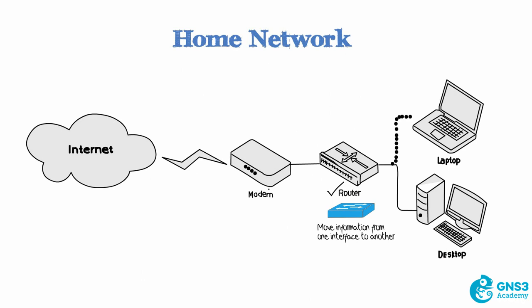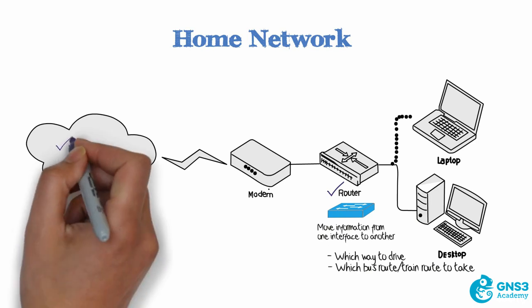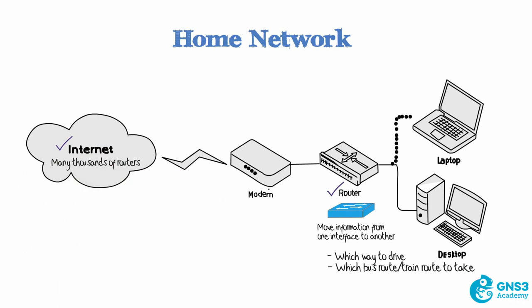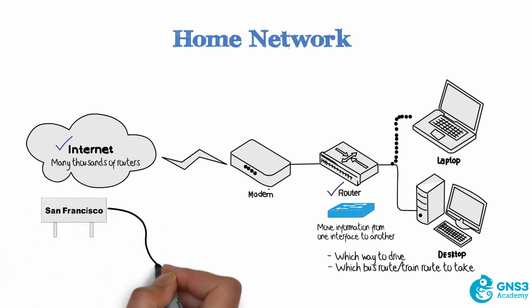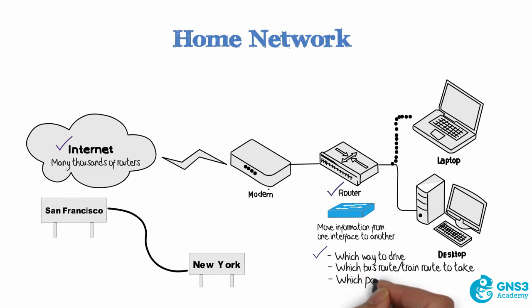In the same way as you may make decisions every day about which way to drive or which bus route or train route to take, routers make decisions based on some kind of criteria to determine the best path to a destination. The internet consists of many thousands of routers that are making decisions all the time about the best path or route to a destination. If you were driving from San Francisco to New York, you would make a decision on which way to drive. You'd have to decide which path to take.